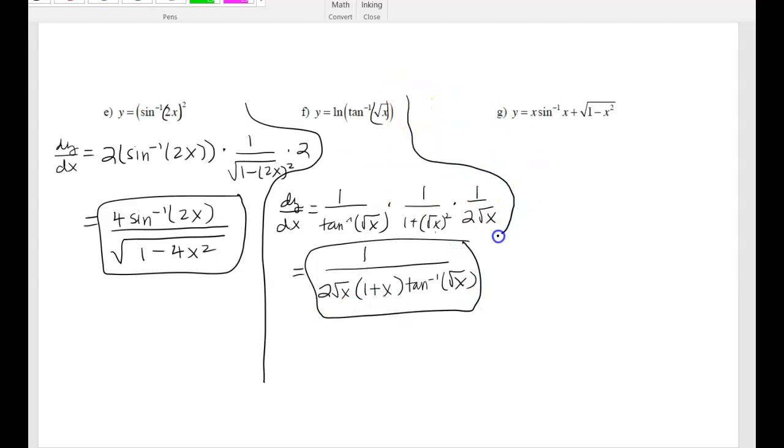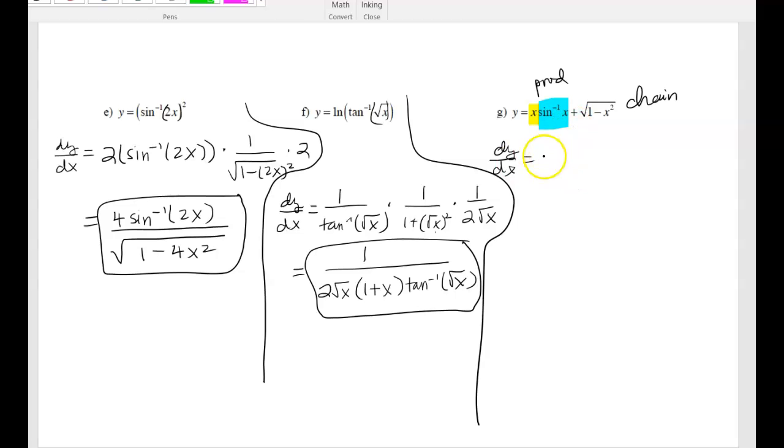All right, and now our last one. We have x inverse sine of x plus the square root of 1 minus x squared. So again, we're going to have to use product rule on this part. And then this part we'll use chain rule. Okay, so product rule and chain rule here. So that's 1 minus x squared to the 1/2. So we just did this first part up above, so we can just repeat it.